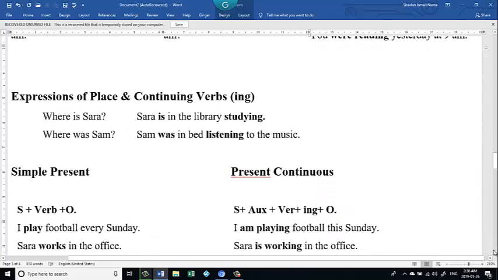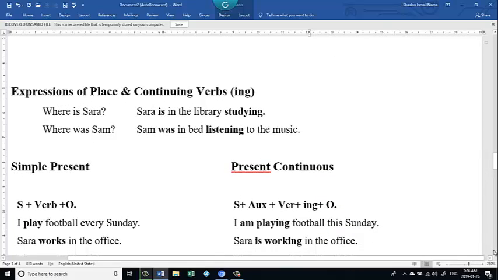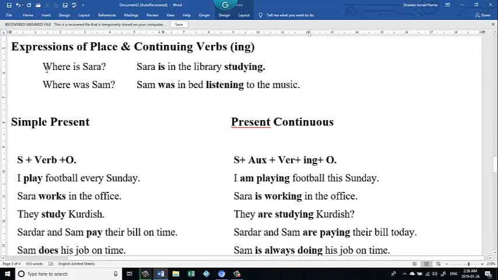Sometimes we have expression of places, continuing with verb with ing. Sometimes we say, where is Sarah? Sarah is in the library studying, because here we make it in the library to express where she is. Where is she? She is in the library studying. We can't say Sarah is studying in the library because we're talking about the place where she is. Or sometimes we say, where was Sam? Sam was in the bed listening to the music.